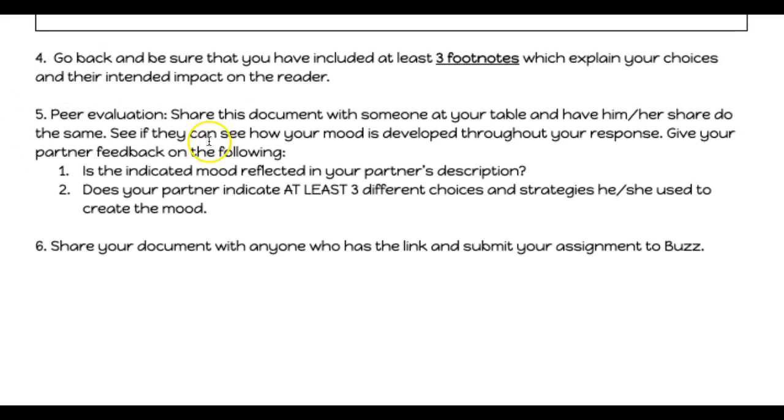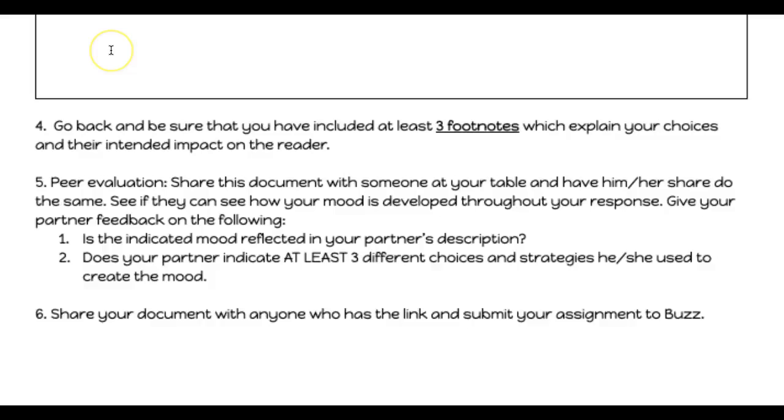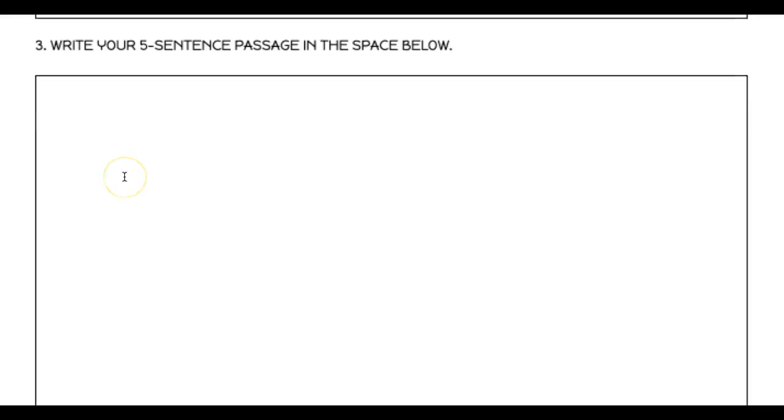Now, there's this peer evaluation. We may or may not get to that depending on how much time we have in class, but this is the last part that I want you to focus on for today. As you complete this, please keep in mind that this is a practice assignment. So what we're trying to do is practice our skill at writing with a specific mood in mind and using different strategies such as personification, similes, metaphors, and using specific word choice with a specific connotation to create a mood of our choice. So if you don't feel perfect at it right now, that's okay.